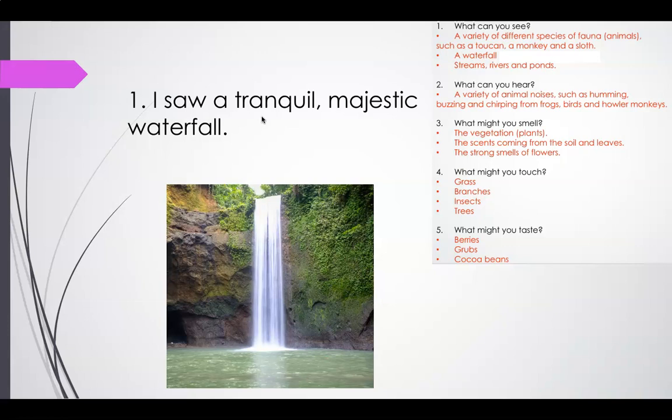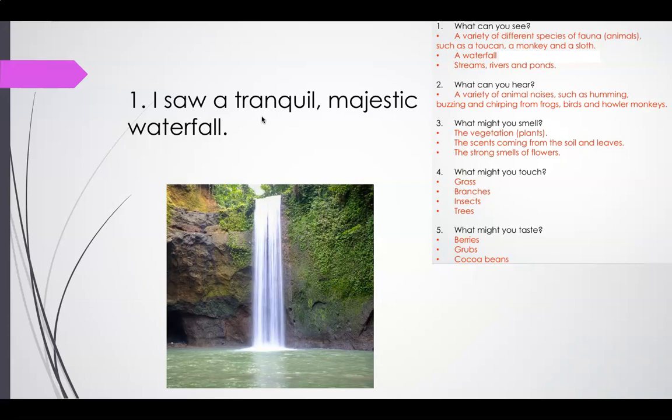Close your eyes. I want to say this sentence to you, and I want you to think of what you can imagine in your mind. Ready? Close your eyes. I saw a tranquil, majestic waterfall. Did you picture that in your mind? Now, what helped you to picture that in your mind was the adjectives that I used to describe this waterfall. That helped you to see the image of the waterfall in your mind.